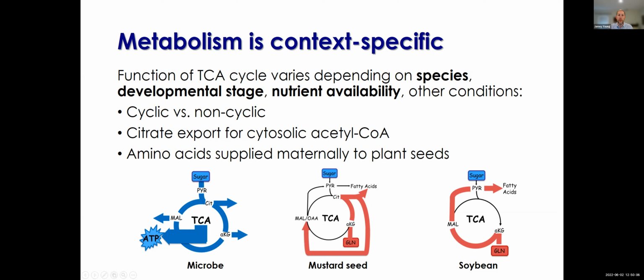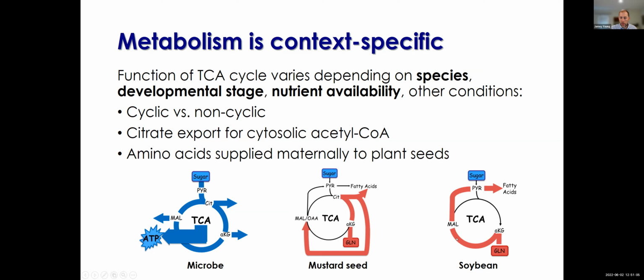And one of the best examples of this is the TCA cycle, where, depending on the species or the stage of development of an organism or the availability of different nutrients, the TCA cycle can operate in completely different ways. In fact, it can operate in both cyclic or non-cyclic manners, depending on whether the central function is generating energy. For instance, a microbe that's growing primarily on sugar needs to oxidize that sugar to make ADP. On the other hand, organisms that receive a lot of input from amino acids into their TCA cycle may operate their TCA cycle in a non-cyclic manner and may export a lot of the carbon from the TCA cycle to make macromolecules, fatty acids and proteins and other things.